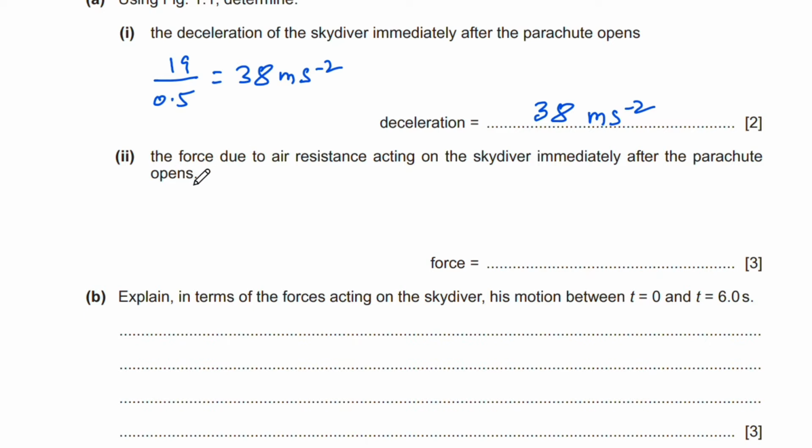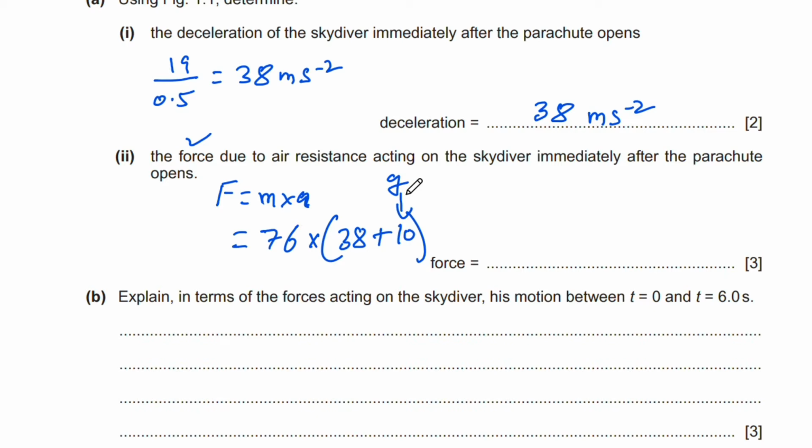Now, the force due to air resistance acting on the skydiver immediately after the parachute opens. Force is basically F. The formula is F equals m into a, where m is the mass and a is the acceleration which it is undergoing. So this is 76. Acceleration is 38 meter per second square, and you have to include g in this. So this acceleration must contain g, as the skydiver is overcoming that, taking g as 10.